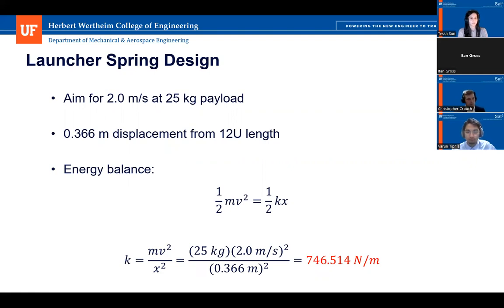0.366 meters displacement seen. A simple energy balance can be created between the kinetic energy of the CubeSat when it leaves the CSD and the spring potential energy of the spring when it is compressed by the CubeSat. From this energy balance, we can see that the required spring constant was solved as 746.514 newtons per meter. Next slide.